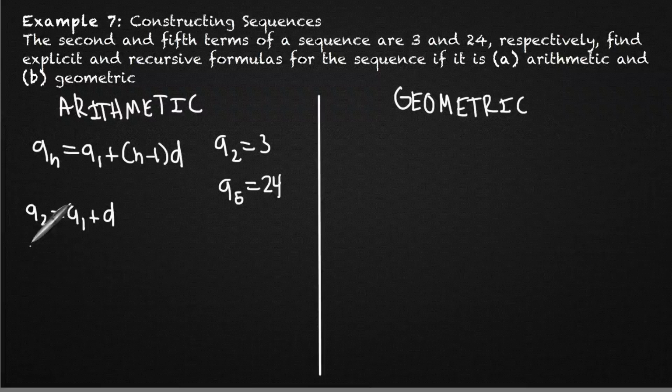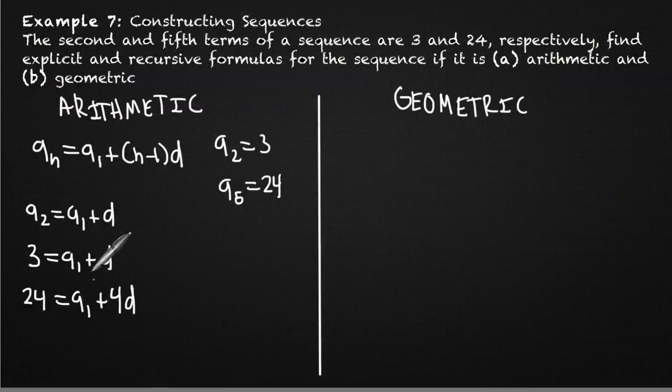So we can basically say what? 3 equals A1 plus D. All right, so let's also do A5, which is going to be 24 equals A1 plus 5 minus 1, which is 4D. All right, now notice we have two equations with two variables.